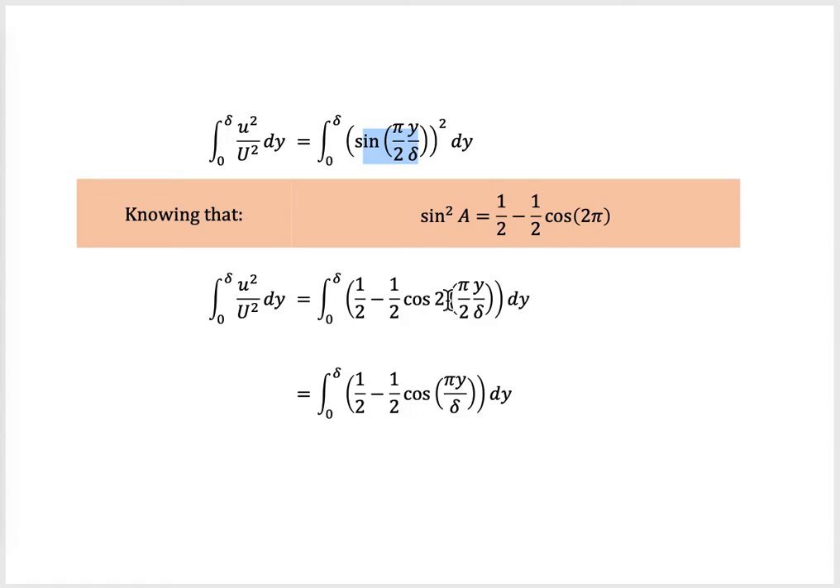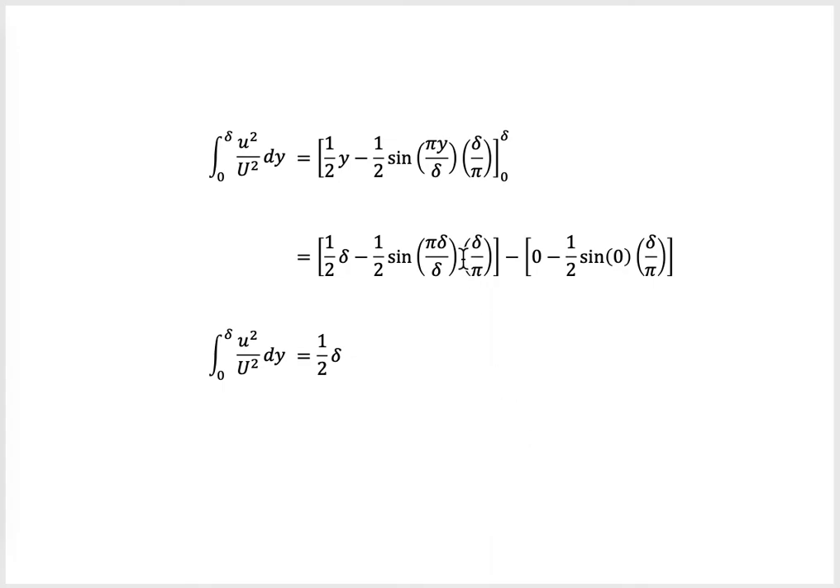And then we could cancel the value of 2 here, and we get these terms. We solve the integral with limit 0 to delta, and finally we get that the integral of u squared over capital U squared dy is equal to 1 over 2 delta.